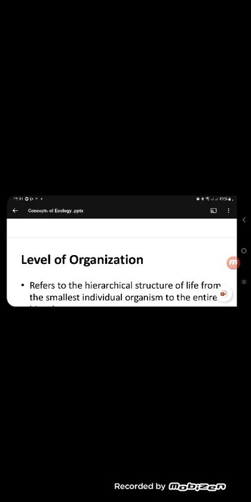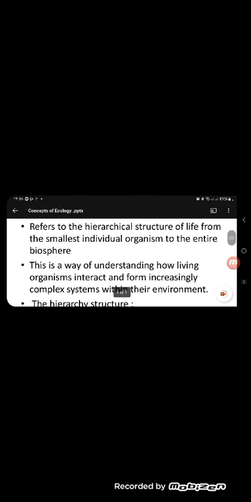The levels of organization in an ecosystem. This refers to the hierarchical structure of life from the smallest unit, which is the individual organism, to the entire biosphere, which encompasses an intricate web to support the entire ecosystem of living and unliving things. It can also be understood as how living organisms interact and form increasingly complex systems within the environment.